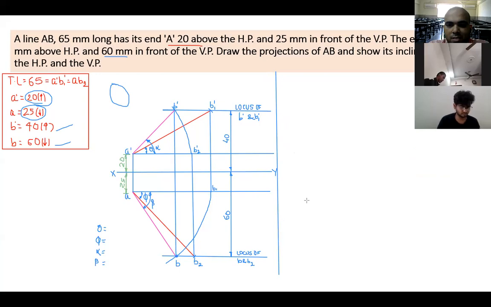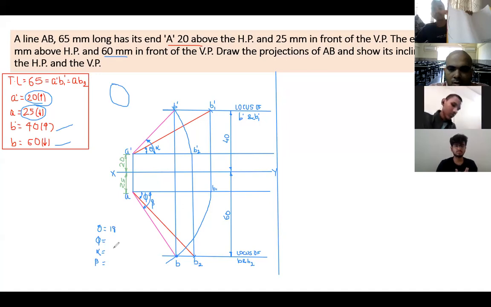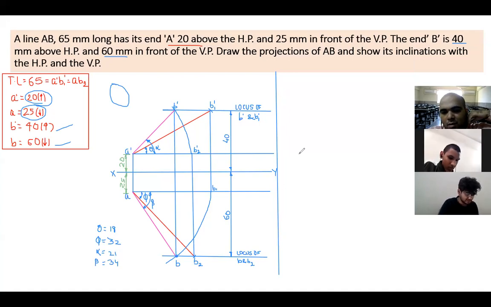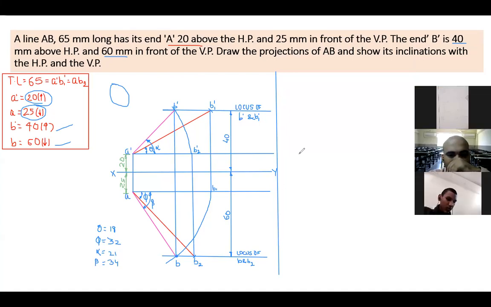Now theta phi alpha beta is something what we are getting as 18, 32, 21 and 34. Maximum people are getting this way only, so this we are 18, 32, 21 and 34. Sir, there is a slight difference of 2 degrees in the upper part, like alpha and... Will do. Chalo. Okay.